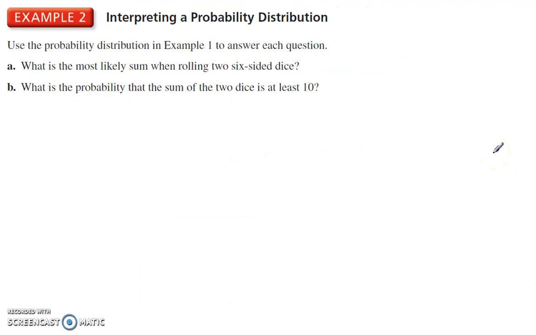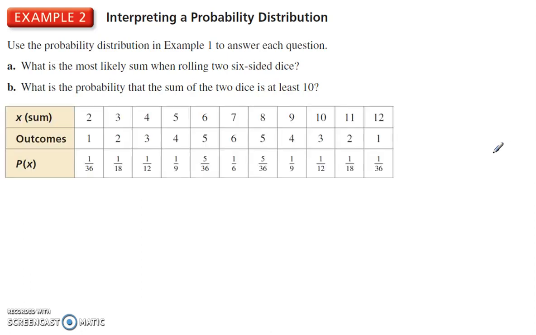Alright, interpreting probability distribution. Use the probability distribution in example 1 to answer each question. What's the most likely sum when rolling the two dice? Well, we've already found that. The most likely sum is 7.